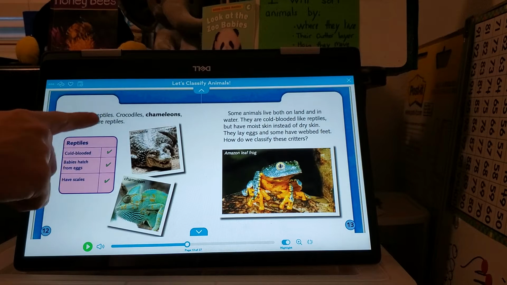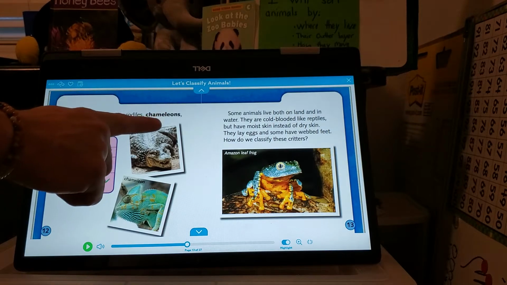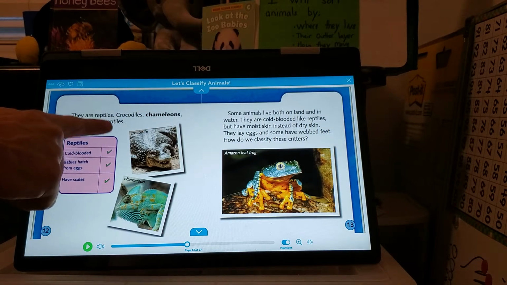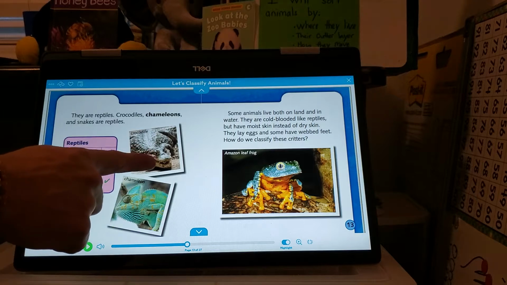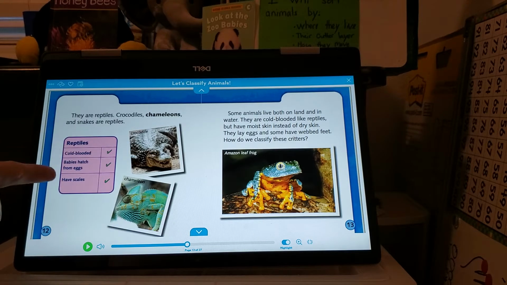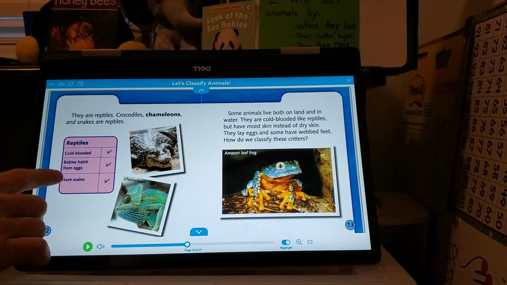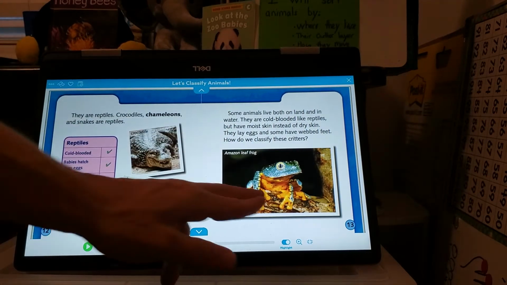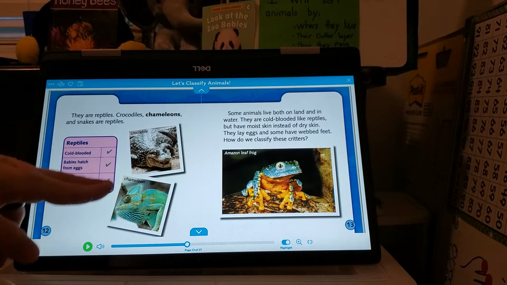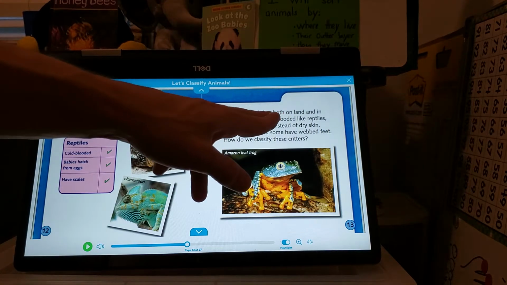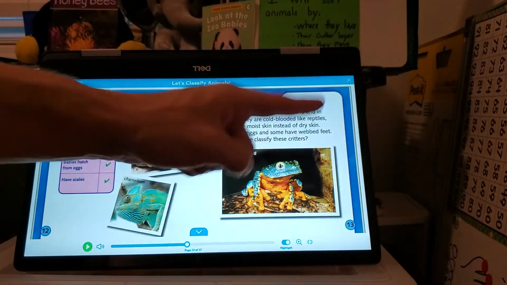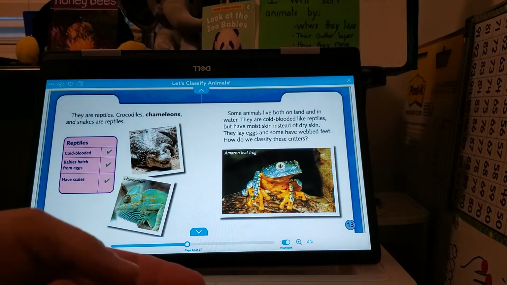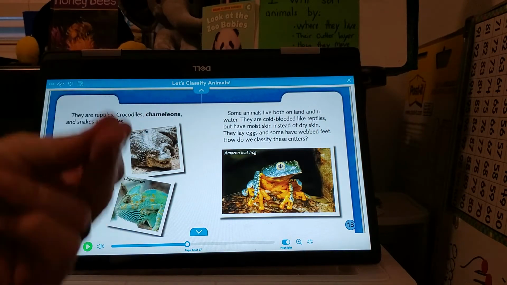They are reptiles. Crocodiles, chameleons, and snakes are reptiles. Look there. Oh, that croc. So they're cold-blooded. Their babies hatch from eggs, and they have scales. Now, here's a frog. Don't get confused and think a frog is a reptile. Some animals live both on land and in the water. Ooh, so now we're talking about that habitat or where they live.